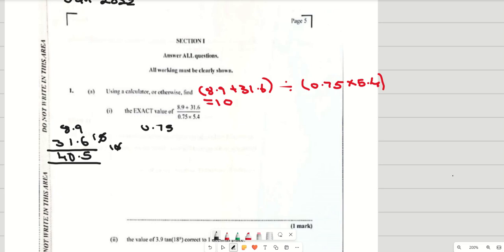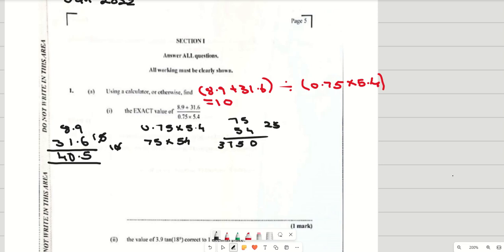0.75 multiplied by 5.4. Now, when you are multiplying decimals, right, you remove your decimal point and you multiply like normal. 75 multiplied by 54. Let's do that. 75 multiplied by 54. 5 5s are 25. Right, 7 5s are 35. 35, 37. That's 37. 0 here.